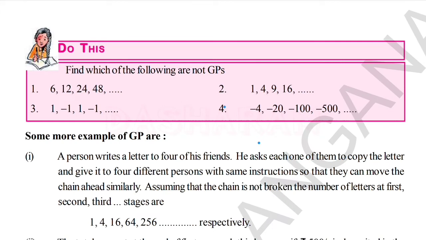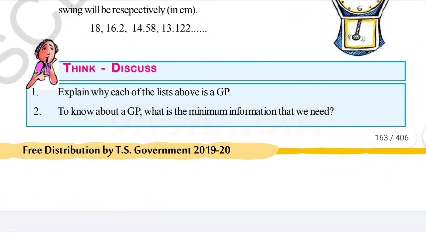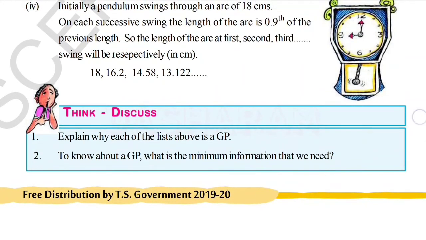So out of these four questions, only the second question is not in the GP. The remaining three are in the GP. So next, the think and discuss problem. Here in the think and discuss problem, the first question is: explain why each of the lists above is a GP. Where is the list? Observe it carefully.